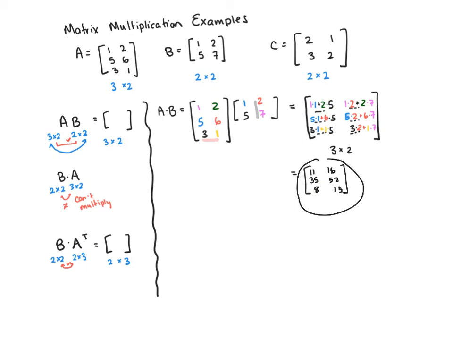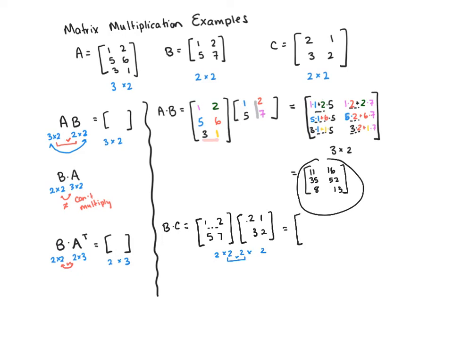All right, so let's do a couple more examples. So let's say I wanted to multiply B times C. I'm not going to color code this one, I'll just write it out. So I have 1, 2, 5, 7 times 2, 1, 3, 2. So these are both 2 by 2 matrices, so I can multiply them because those middle 2's match up. And then the answer should also be a 2 by 2.